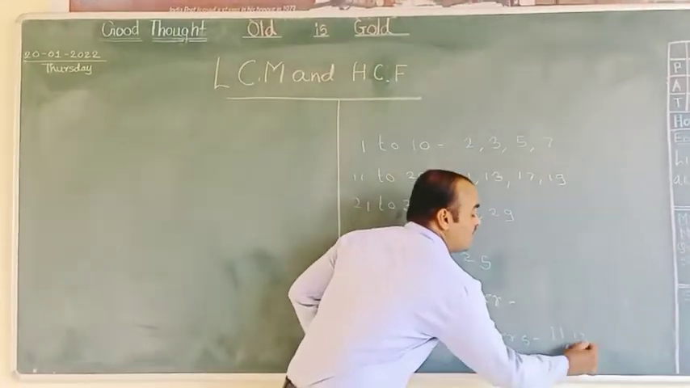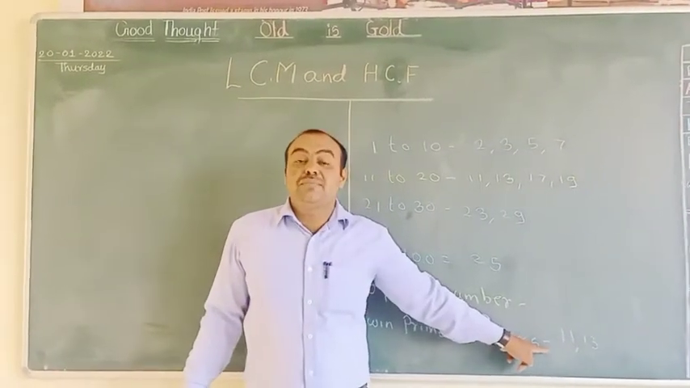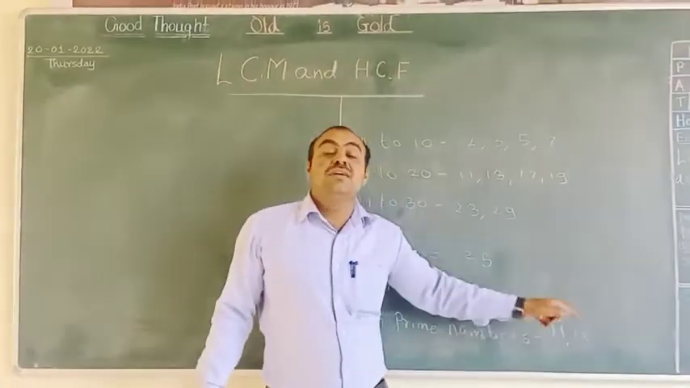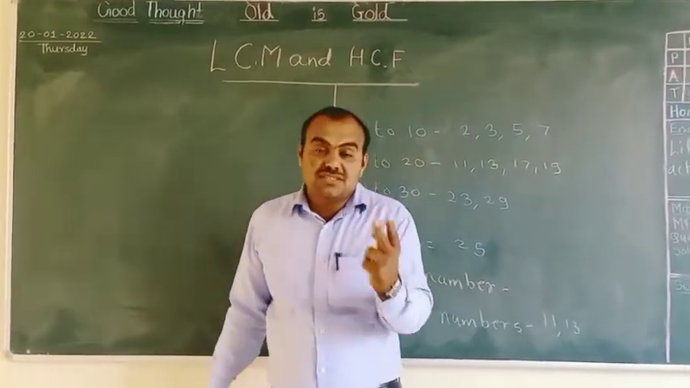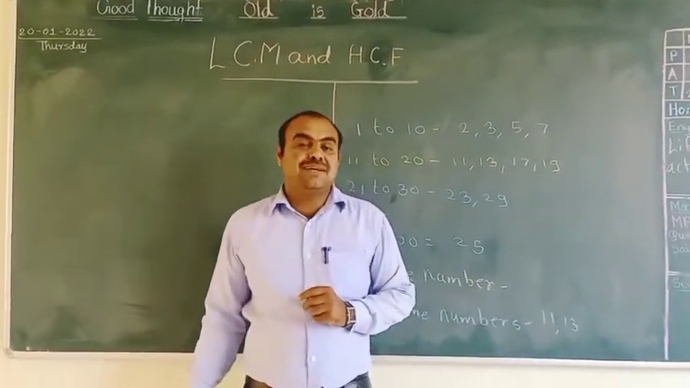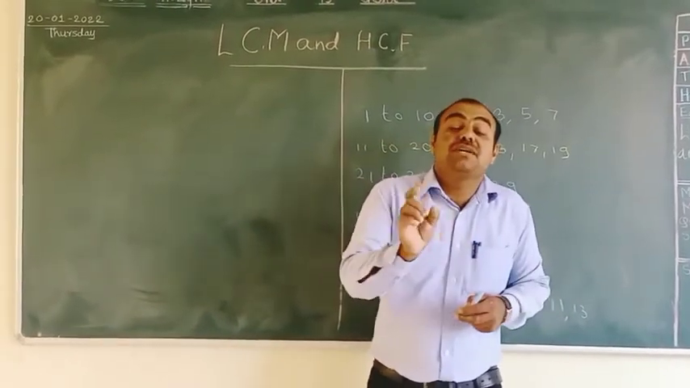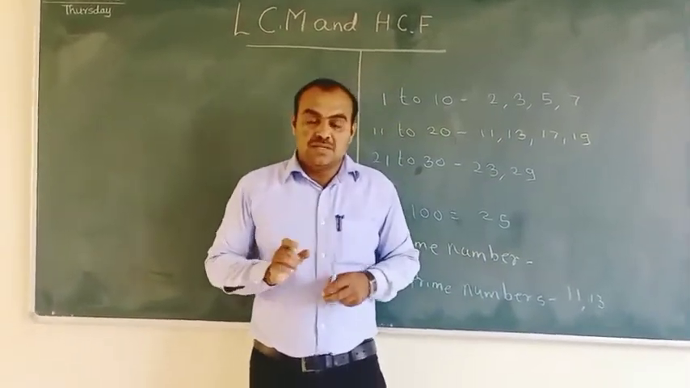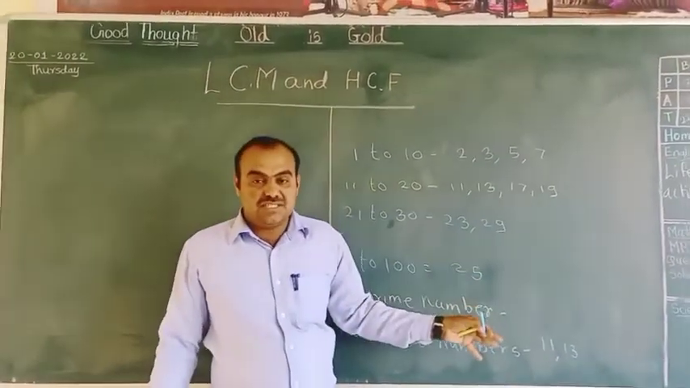11 and 13. 13 is a prime number, and 11 is a prime number. If we subtract them, we get the difference, which is 2. 13 and 17 are both prime numbers, but their difference is more than 2. That's why 13 and 17 are not a pair of twin prime numbers. So like this, there are different categories of numbers.